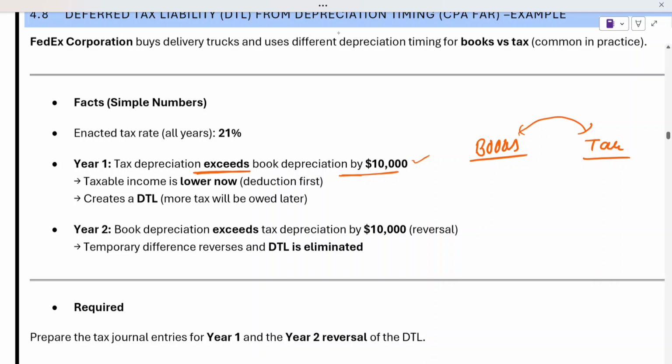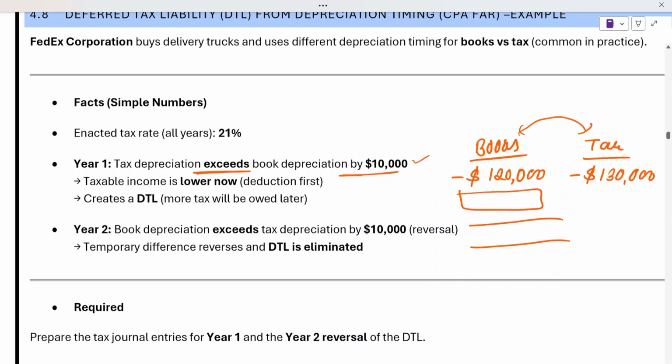Let's suppose in books the depreciation is negative 120,000. Then in tax how much depreciation will be there? It will be negative 130,000. In effect in tax there will be higher depreciation of $10,000.